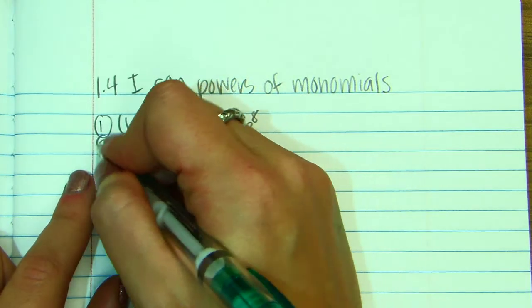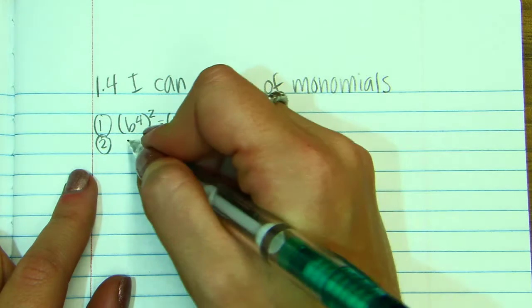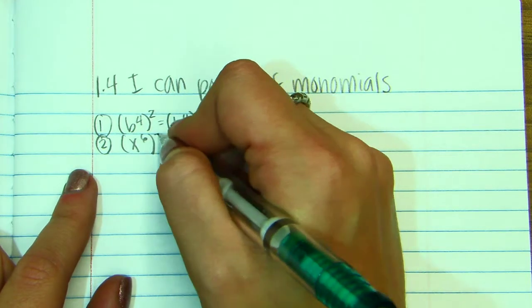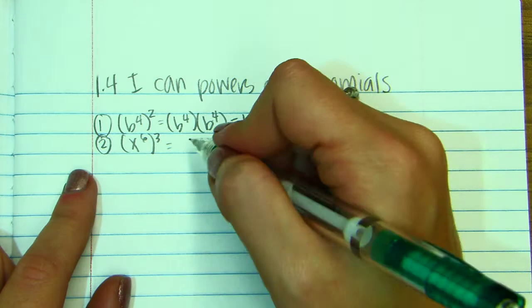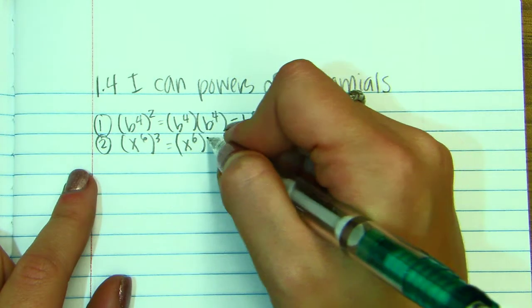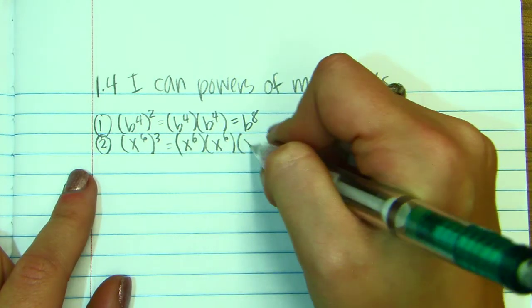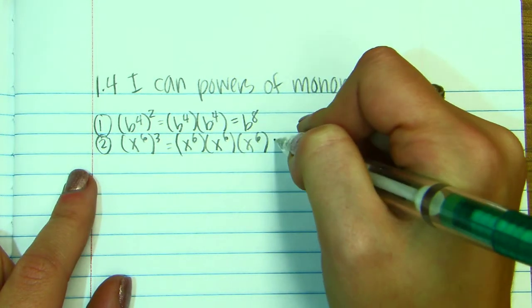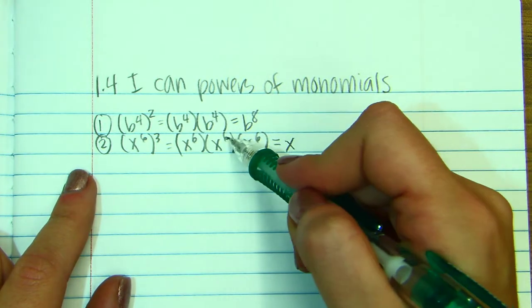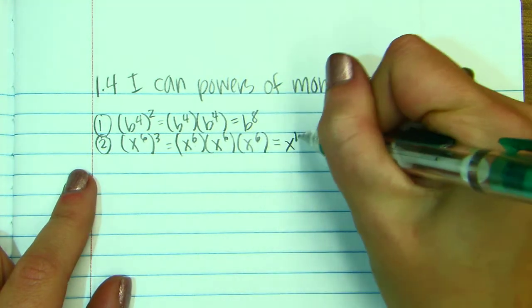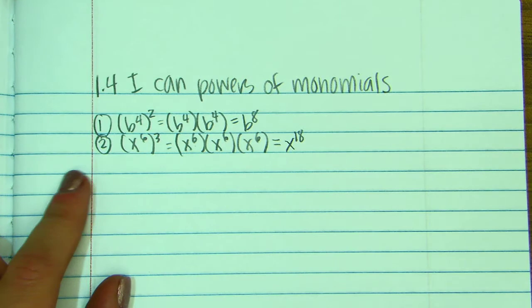And then for the second example, I have x to the sixth to the third power. So that means I have 3 factors of x to the sixth. So I have x to the sixth times x to the sixth times x to the sixth. So I have x to the 6, 12, 18th. I have 18 factors of x.